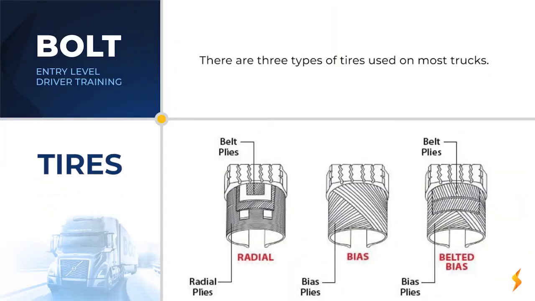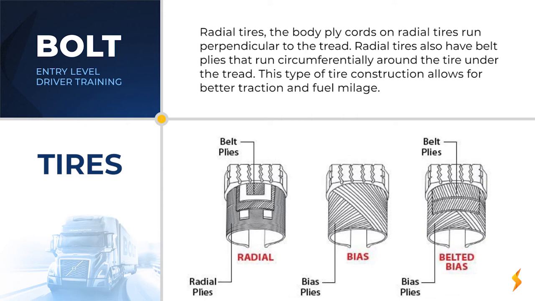There are 3 types of tires used on most trucks. Radial tires. The body ply cords on radial tires run around the tire perpendicular to the tread. Radial tires also have belt plies that run circumferentially around the tire under the tread. This type of tire construction allows for better traction and fuel mileage.